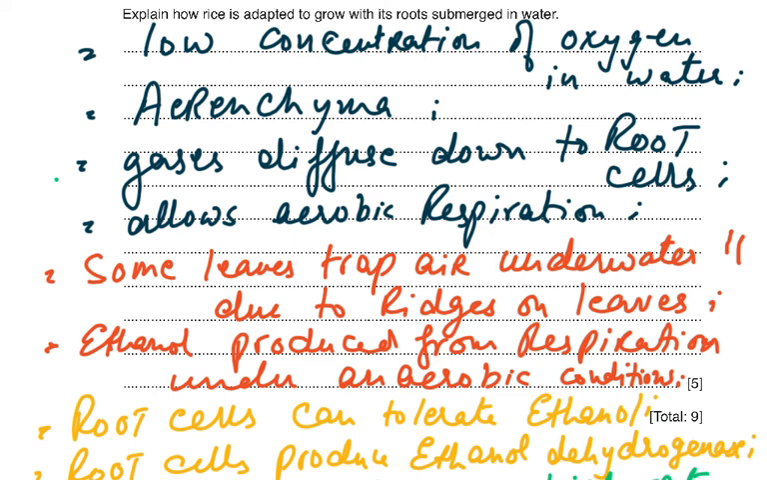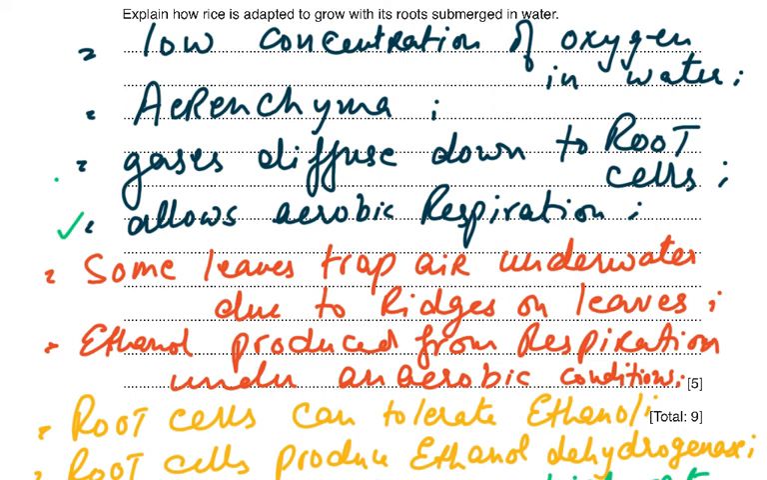Low concentration of oxygen in the water, aerenchyma is present, these air spaces in the leaf and the stem, and the gases diffuse down from the leaf and down to the root cells, which does not happen in other plants. This allows aerobic respiration, because the oxygen is going to diffuse down to the root cells, because much of the roots are submerged in water. So how are they going to get oxygen? Usually the land plants have air spaces in the soil and that provides them the oxygen.